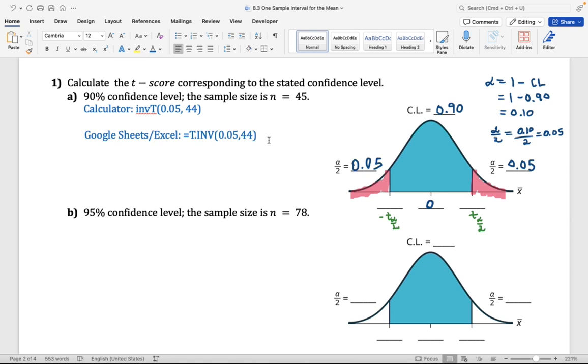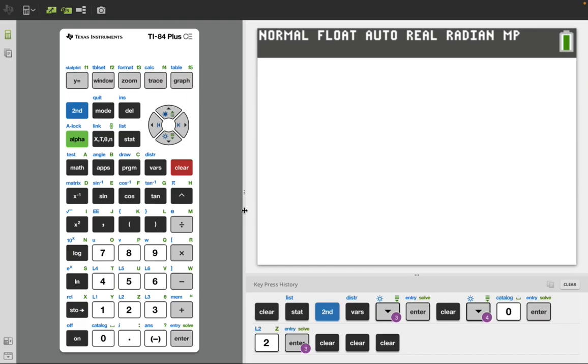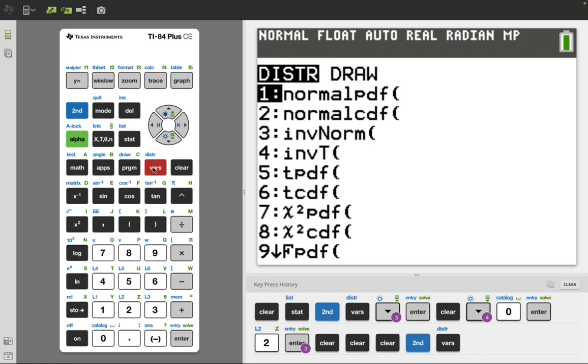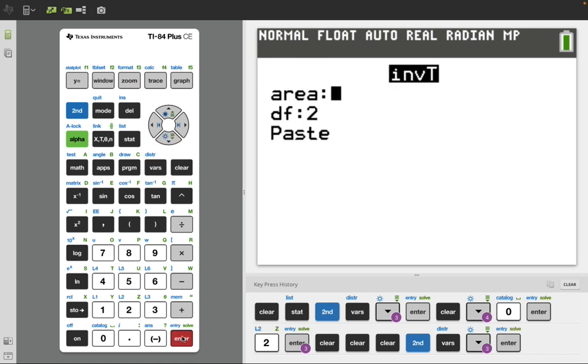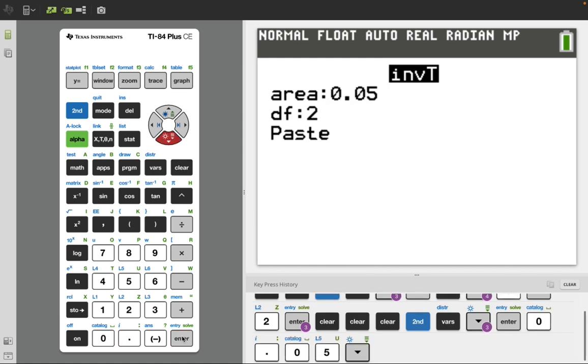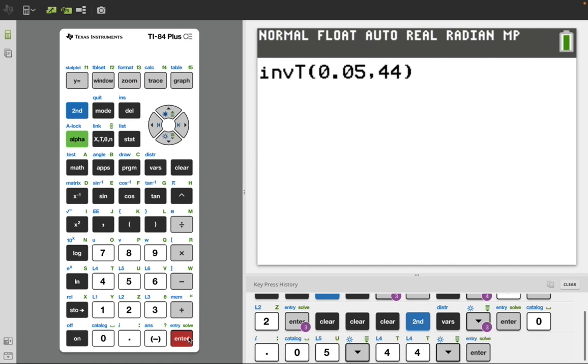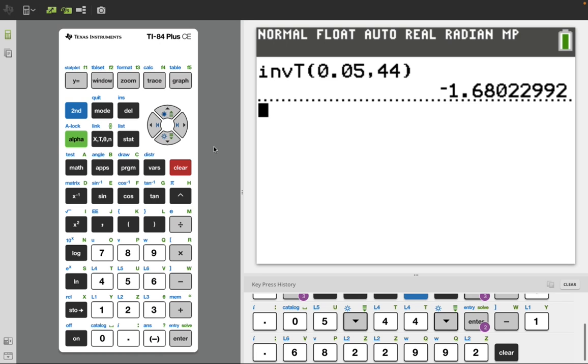Now, let me show you how to enter this on your calculator. Remember, we're using the t-distribution. So we need to go under distributions. I'm going to click on second vars. I see the list of all the distributions. On my calculator, option number 4 is invT. So I'm going to go down and I'm going to click enter. You notice it's asking me for the area to the left of the t-score I'm trying to find. We have 0.05. The degrees of freedom is 44. Press enter. I'm going to press enter again. And that is your t-score, negative 1.68022992.